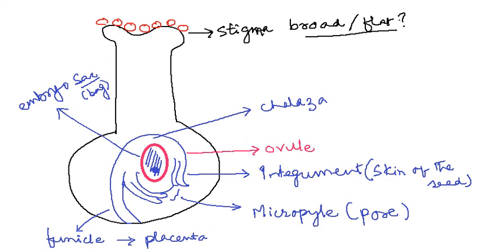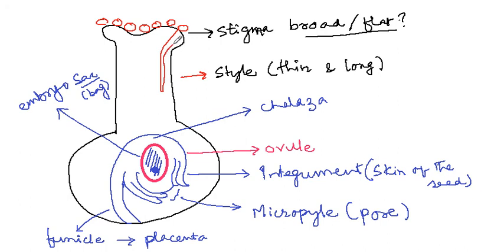Now the style is thin and long. What advantage can it have if it is thin and long? If it is thin and long, then what will happen is the pollen tubes, each of the pollen grains will germinate to form the pollen tube. So these pollen tubes, what will they do? They will try to compete with each other. It's a kind of race where they are competing with each other.